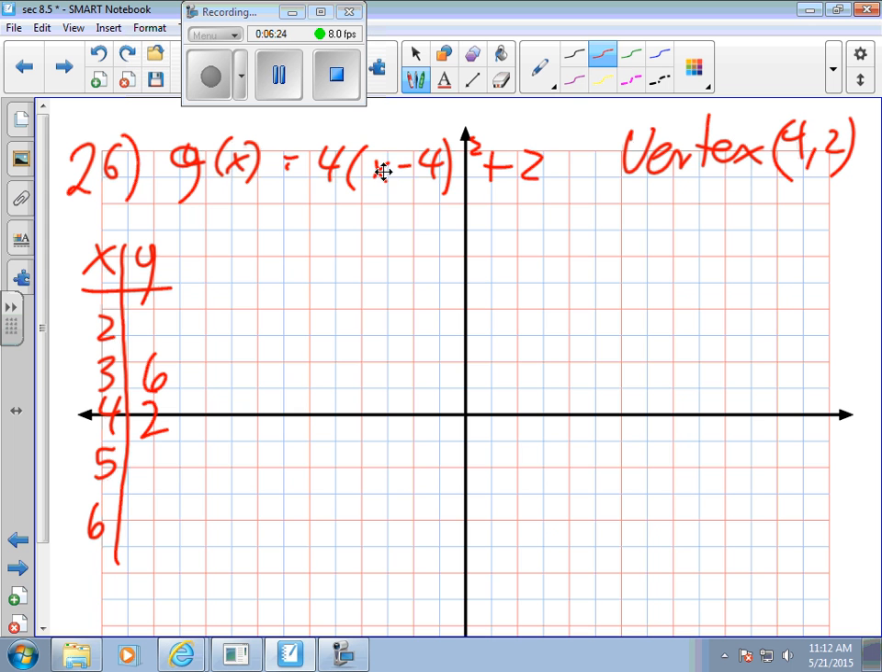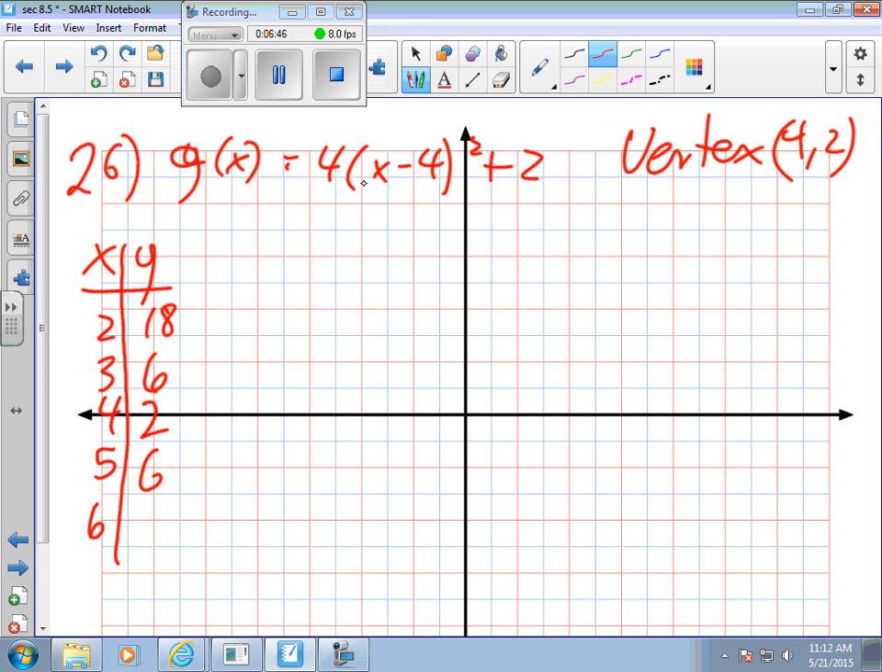When I try 2, 2 minus 4 is -2. -2 squared is 4. 4 times 4 is 16. 16 plus 2 is 18. If I put in 5, 5 minus 4 is 1. 1 squared is 1. 1 times 4 is 4. 4 plus 2 is 6. That's a very good sign that those are the same.